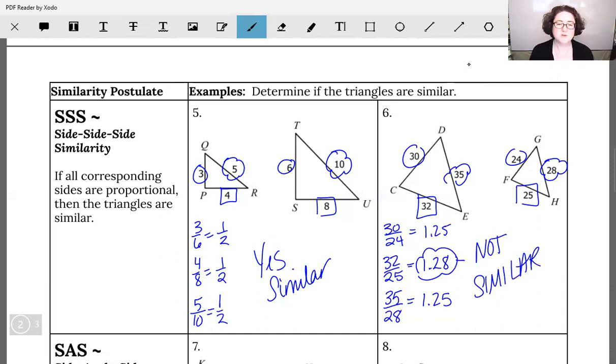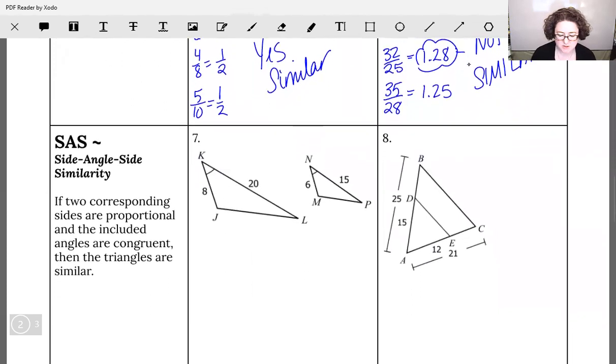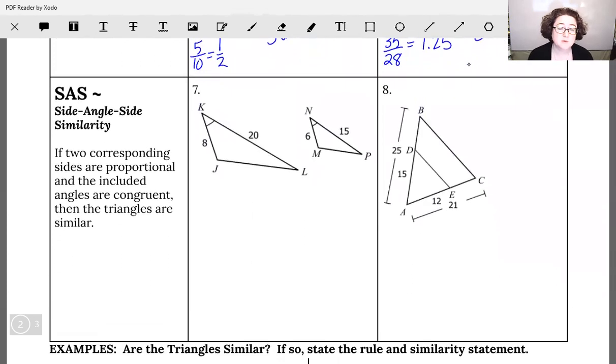So every single thing has to come out to that same ratio, technically the scale factor between the 2 figures. Okay, then our last shortcut rule we have is SAS. Very similar to when we did congruent triangles, we have to have 2 sides and the included angle. But the difference is now, because they're similar triangles, the sides won't be equal, but they should be in proportion.